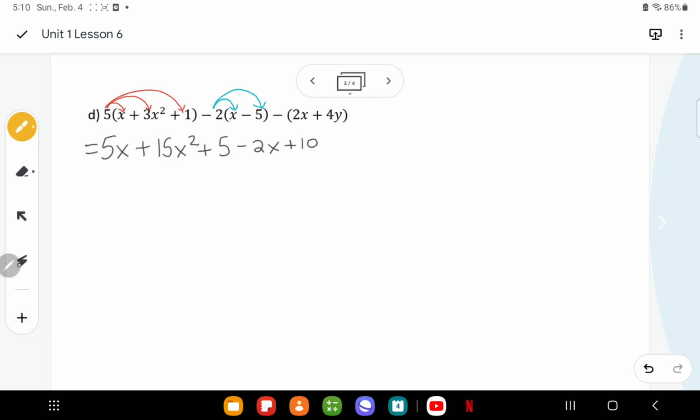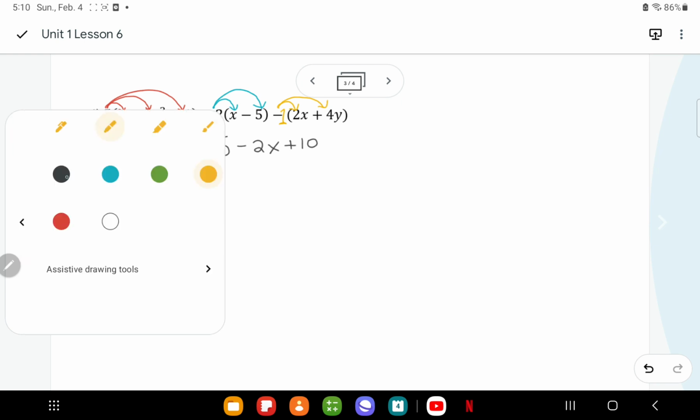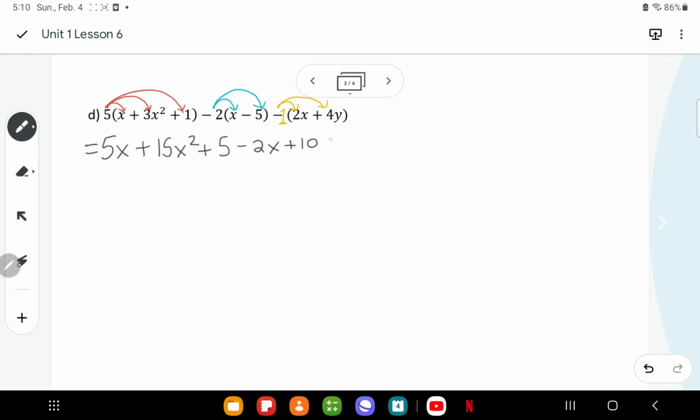The last bracket doesn't have a number out front, but just a negative sign. We're going to make that number a 1. Remember, whenever there's no number in front of something, it really just means a 1. So that negative 1 is there, even though we don't write it, and we're going to multiply negative 1 times both things in that bracket. So negative 1 times 2x is negative 2x, and negative 1 times 4y is negative 4y.